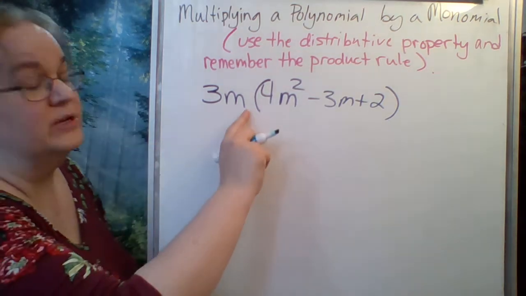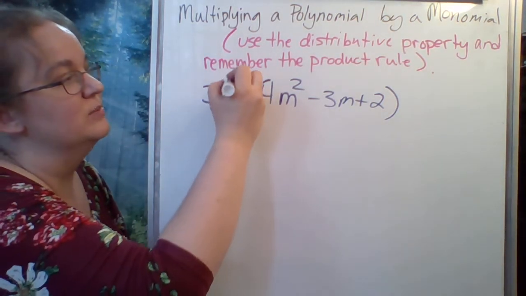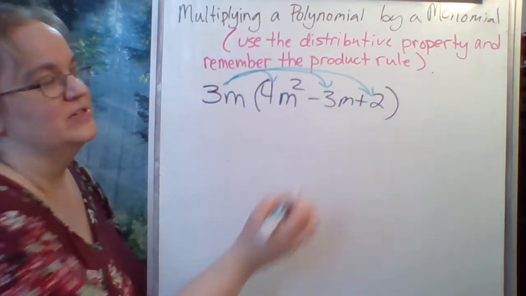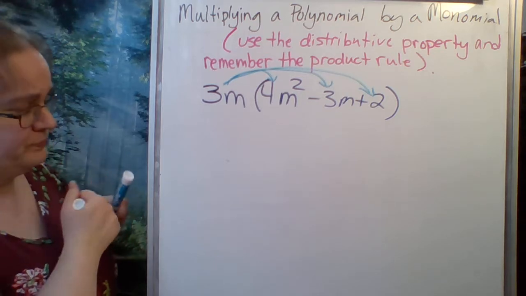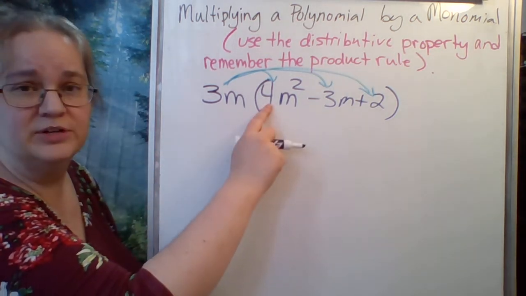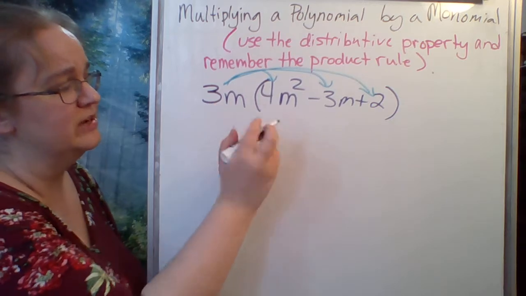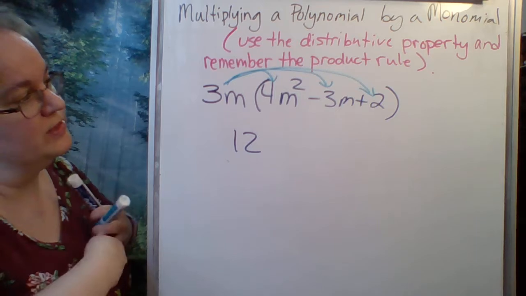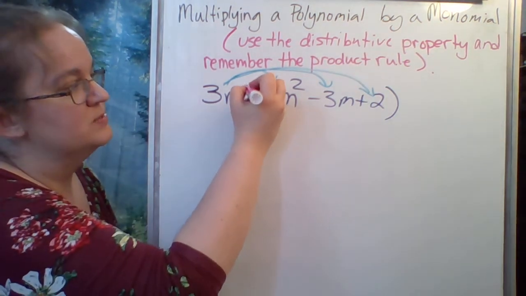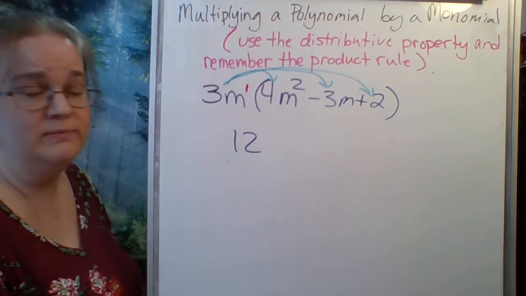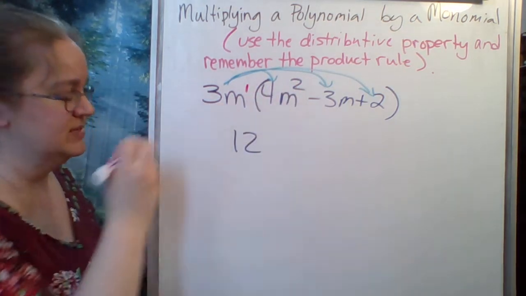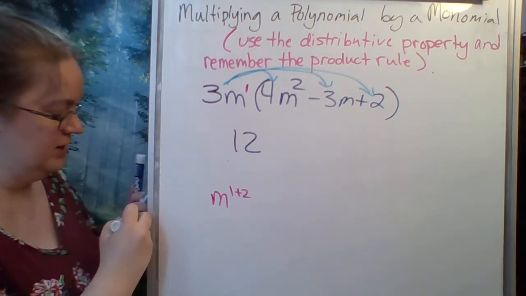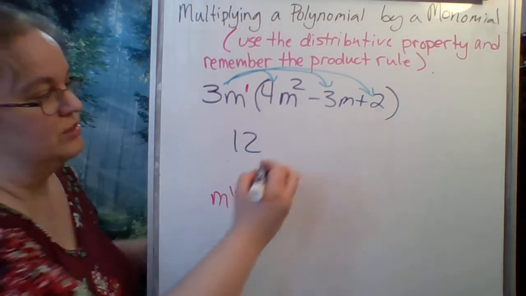Remember the distributive property, when you have something outside the parentheses, you're going to multiply each thing inside the parentheses by that, each term. So when you're looking at the coefficients, you multiply them like normal. 3 times 4 is still 12. When you look at m, remember that when you have a variable that doesn't have an exponent listed, that exponent is 1. So m to the first times m to the second is the same as m to the 1 plus 2 according to the product rule. So that would be m to the third power.